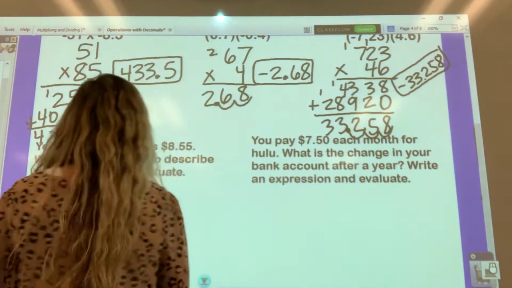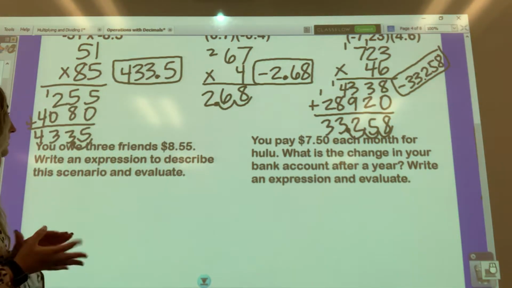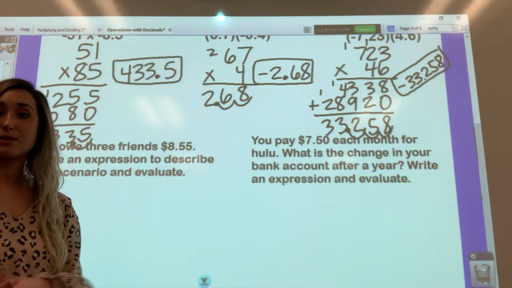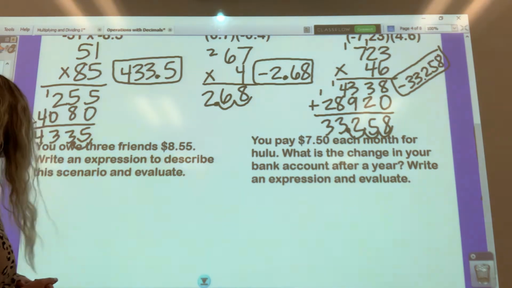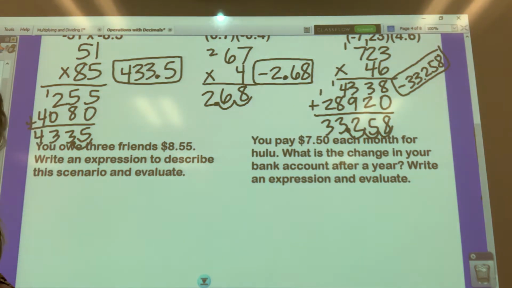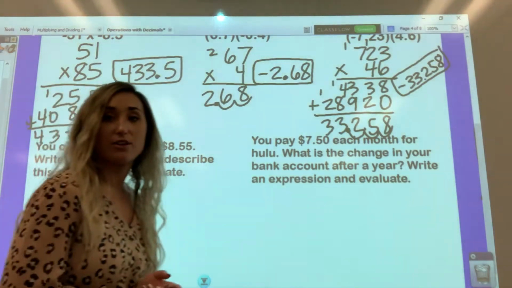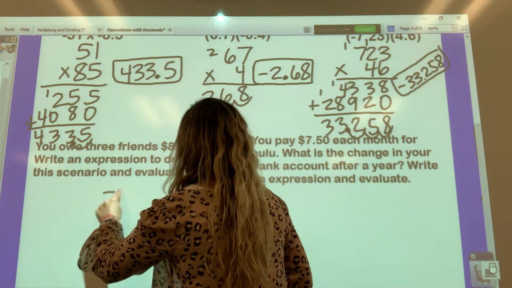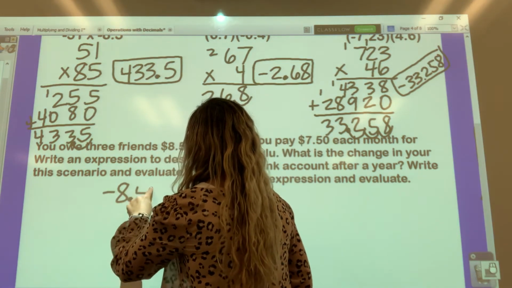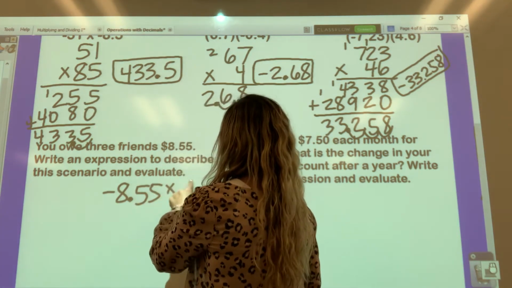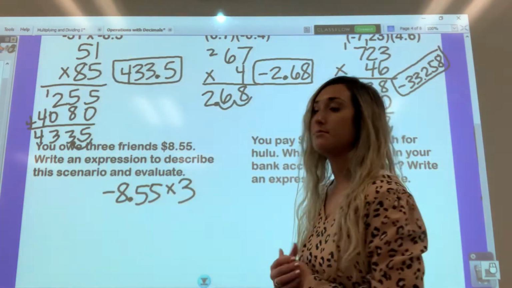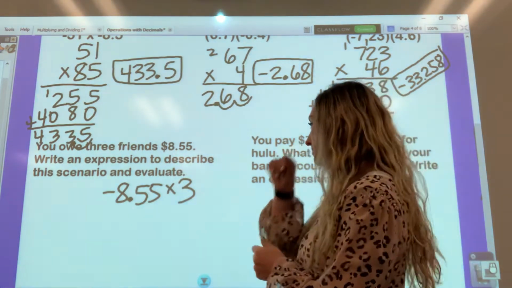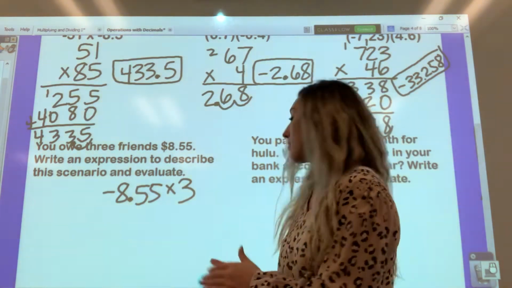Going down here, it says you owe 3 friends $8.55. Remember, when you owe someone money, that can be represented with negative numbers. So it asks to write an expression to describe this scenario and evaluate it. So if we owe 3 friends $8.55, we have this negative $8.55 times 3. You could also have 3 times negative $8.55. So from here, we'll set up our multiplication.